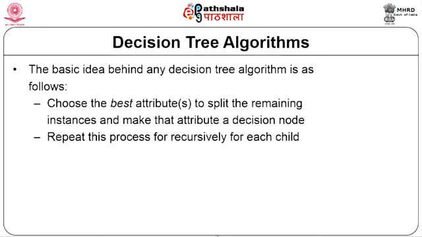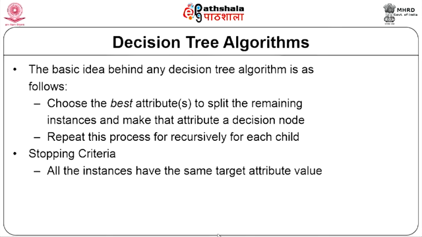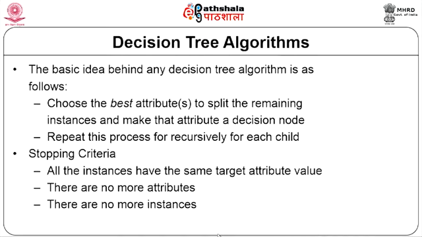After you choose one best attribute, you will have two subtrees or three subtrees, and for each of those subtrees you have to choose which attribute to test there. So, this is what we say: repeat this process recursively for each child of that particular root node. Now, what is the stopping criteria? The stopping criteria is that all the instances have the same target attribute value, or there are no more attributes, or there are no more instances that you have to consider. So, one of these three will result in the stopping criteria.